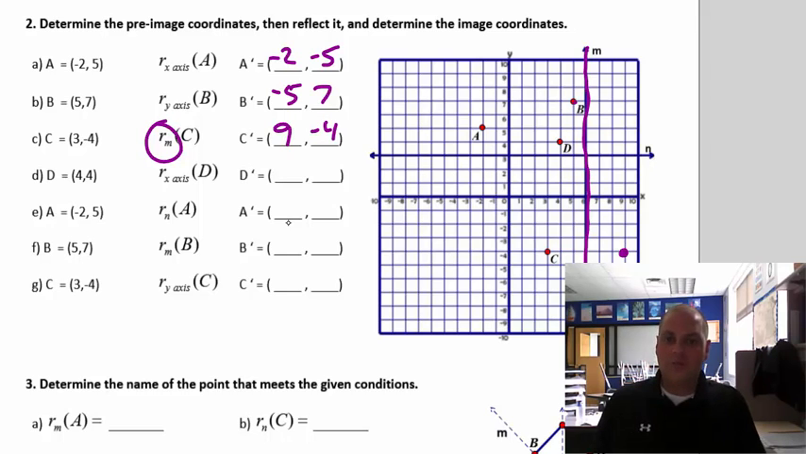9, -4. How about a reflection in the x-axis again? Okay, reflect over the x-axis. What do I want to reflect over the x-axis? Point D. Here's point D. 1, 2, 3, 4 points away. 1, 2, 3, 4 points the other way. There is D prime based on a reflection in the x-axis. What are the coordinates? 4, 1, 2, 3, 4. 4, -4.